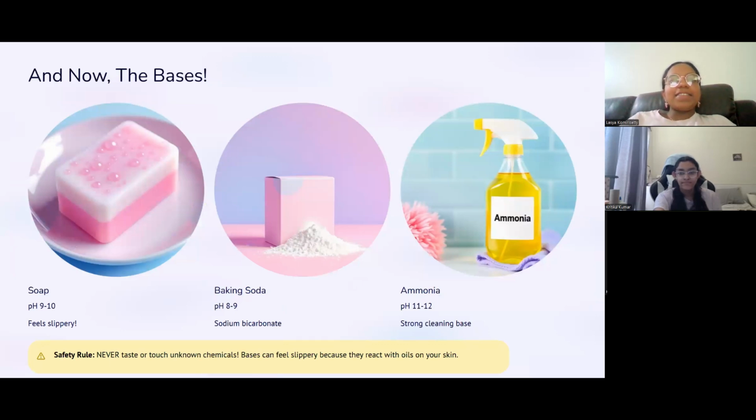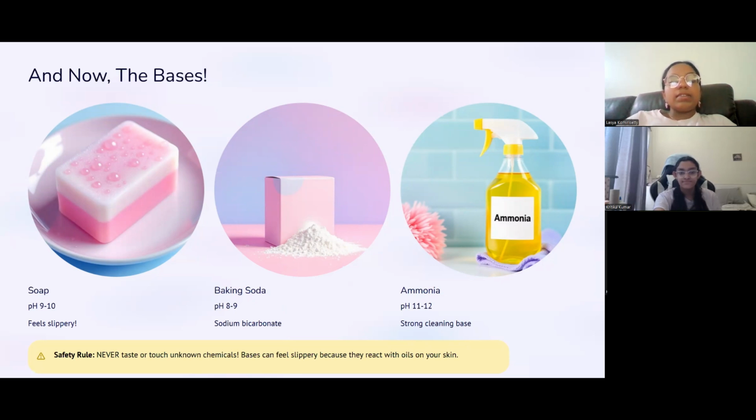And now let's look at the bases. So these are some examples of bases: soap, baking soda, and ammonia. Let's look at why soap is a base. It has a pH of 9 to 10 and feels slippery.